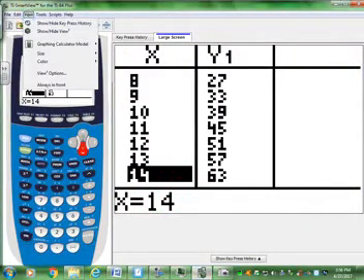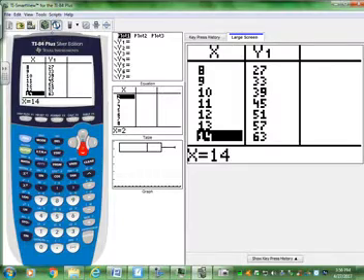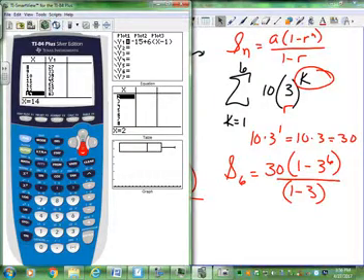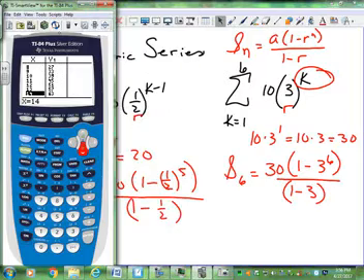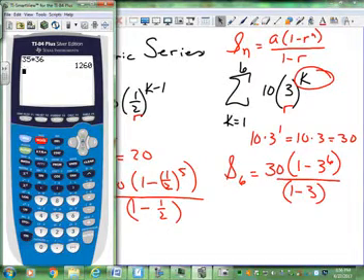And let me kind of get rid of part of my view here. There we go. So on the home screen, we could type 20 parentheses 1 minus, and I'd put 0.5 in because then you don't have to type the parentheses, to the power of 5 parentheses divided by parentheses 1 minus 0.5 parentheses. And that comes out to be 38.75 for the first one, and that's the total answer to that.